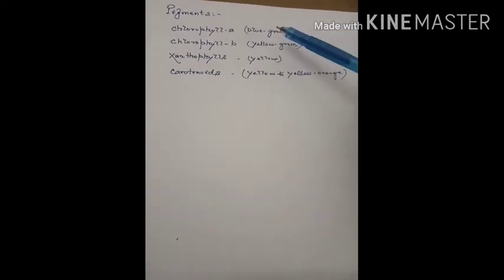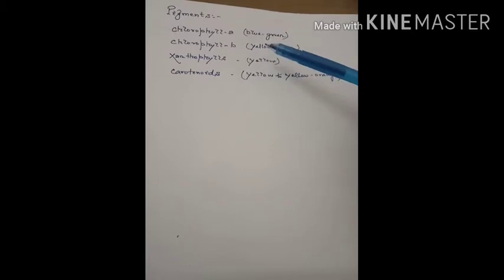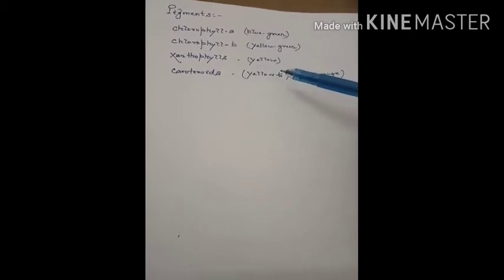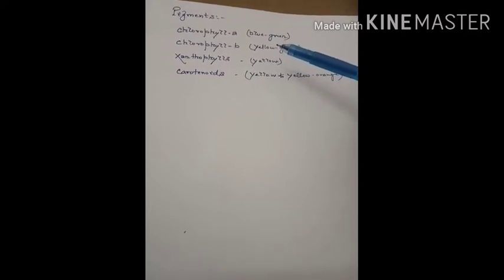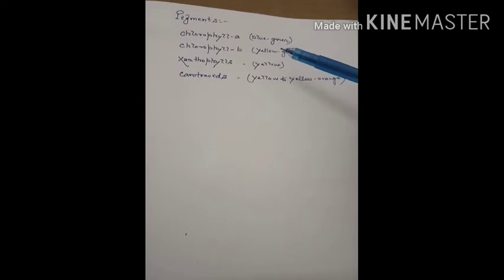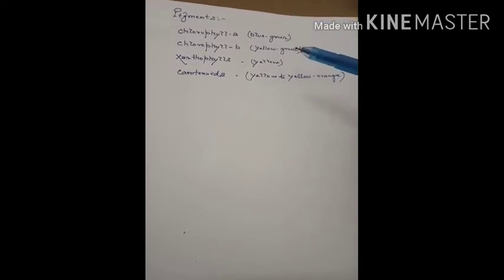These pigments are substances which have the capability to absorb light at specific wavelengths, and they help to carry out the process of photosynthesis.